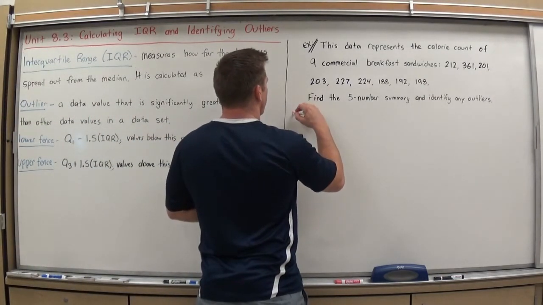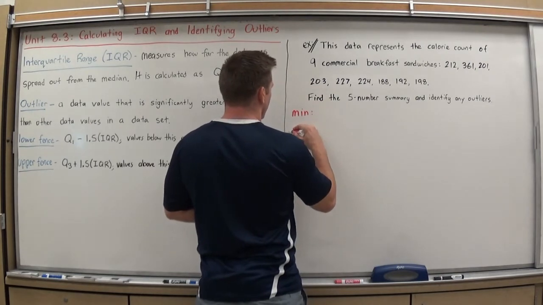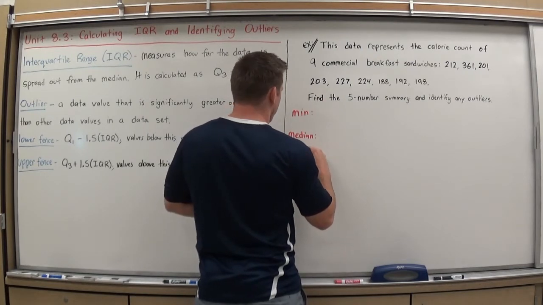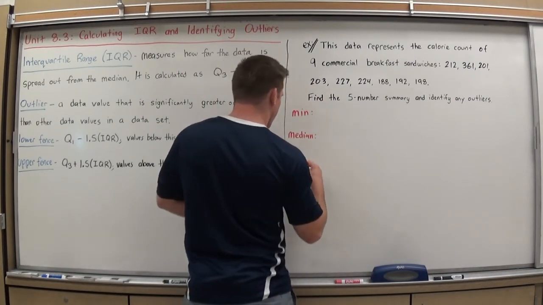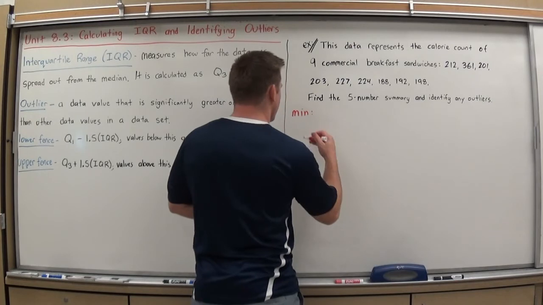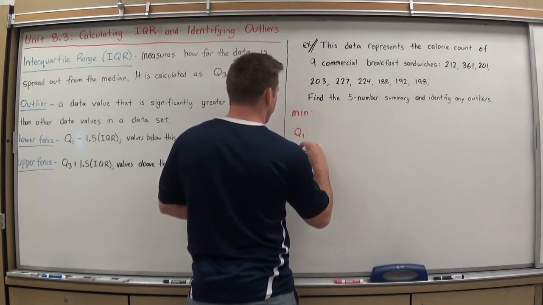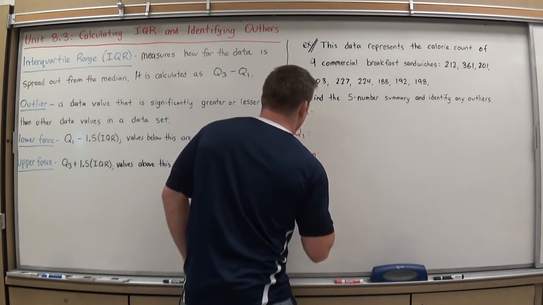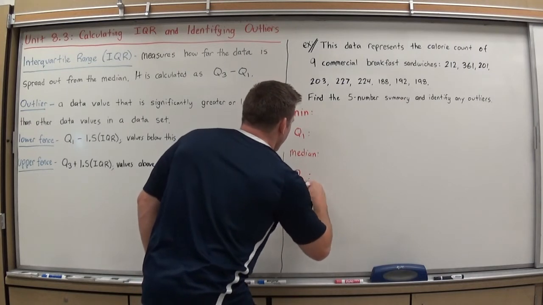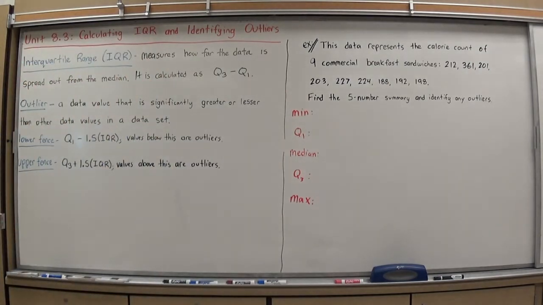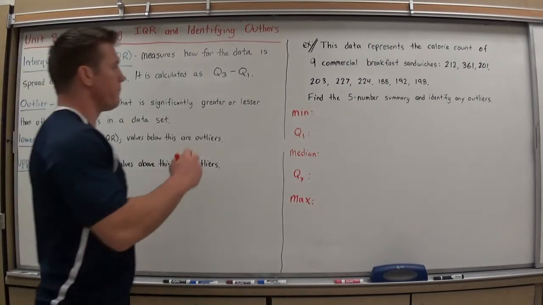So the 5-number summary would be our min, our Q1, our median, our Q3, and our max. In order for us to find this data, we first need to put the data in order to make that a little easier to find. So let's do that now.